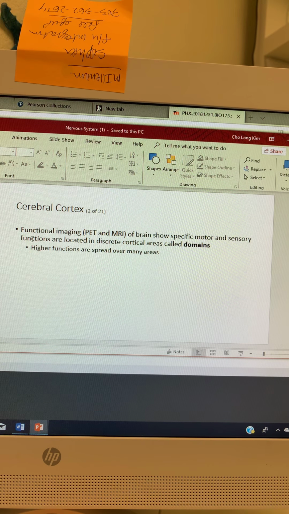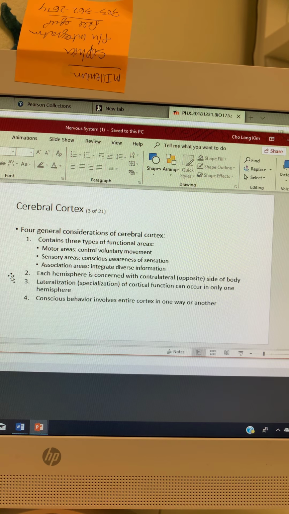The next portion is going to be about functional imaging. PET or MRI of the brain show specific motor and sensory functions that are located in discrete cortical areas of the brain called domains. Higher functions are spread over many, many areas.